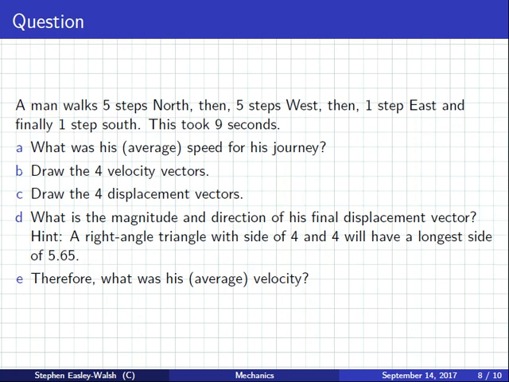Okay. Any answers? 5.65. That is 1/3 of the answer. You have 2 out of 3 right. You're still missing something. What is the length here? 4 root 2. Yeah. You're still missing something though. The unit? Yes. That's important too.